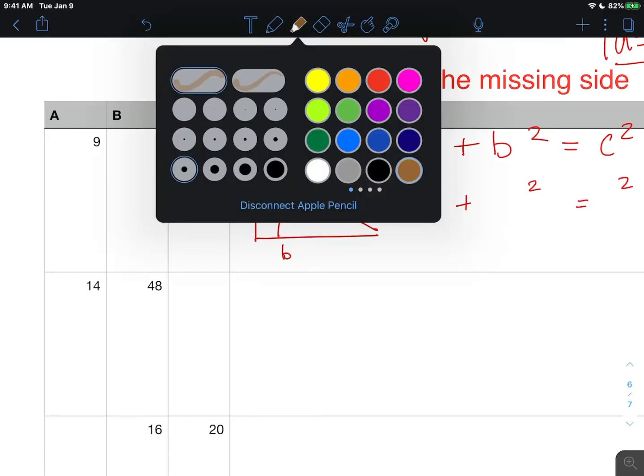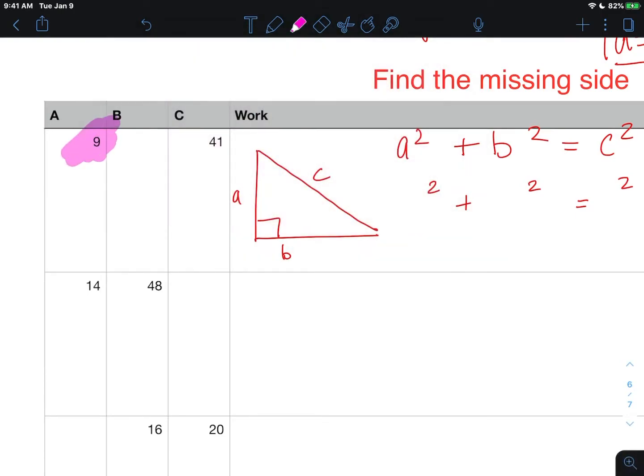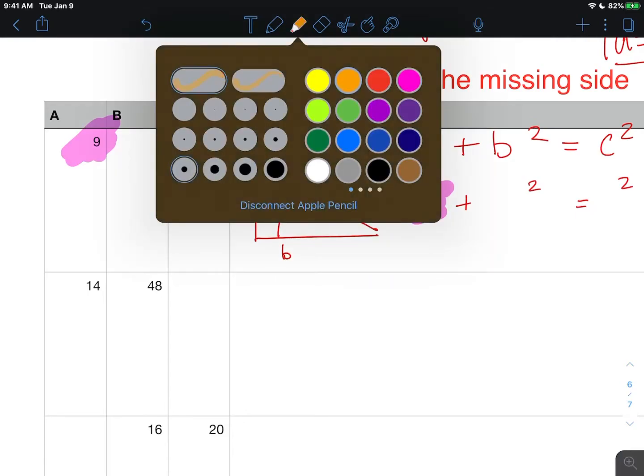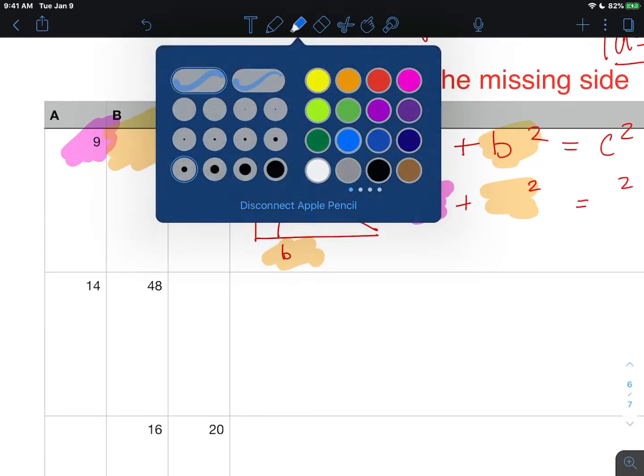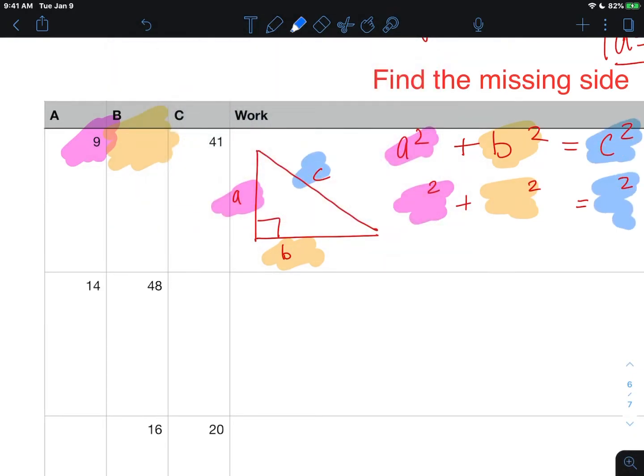Okay, now I'm going to go ahead and color code to make sure I know where everything goes. So all my A's, I'm going to do in pink, all of my B's in orange, and all of my C's in blue. So it looks like A is equal to 9. We have no idea what B is. C is equal to 41. Let's go ahead and write those in.